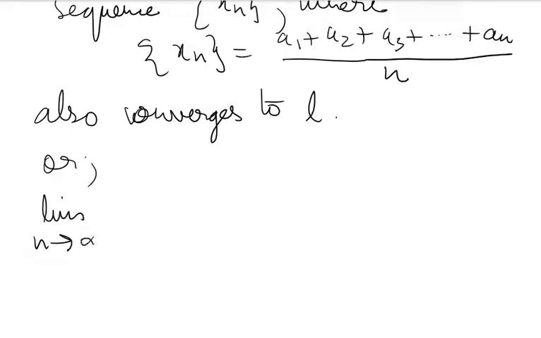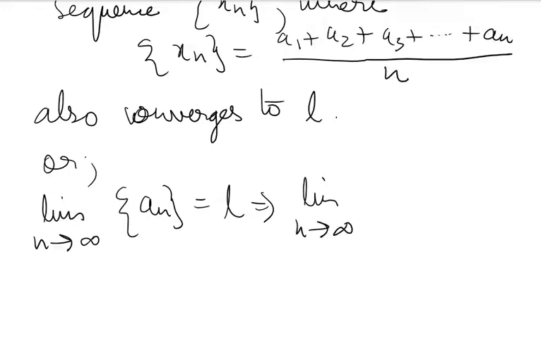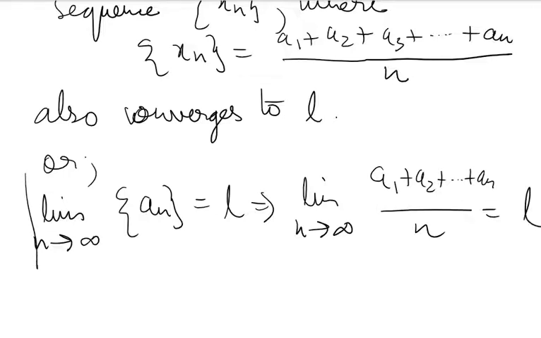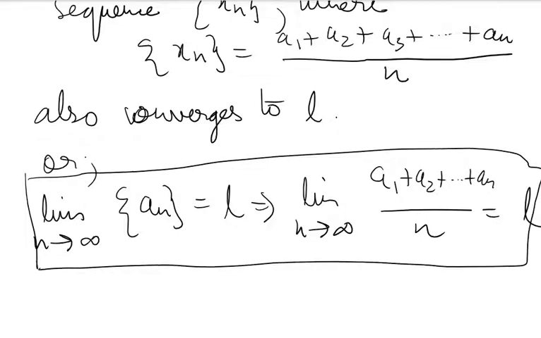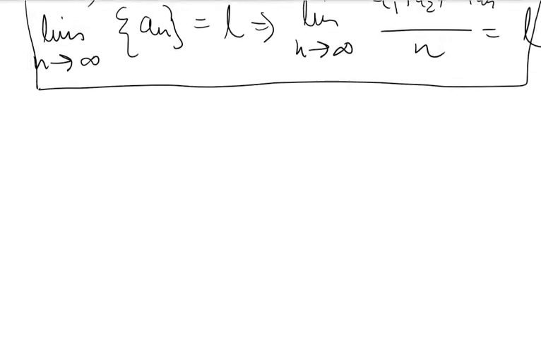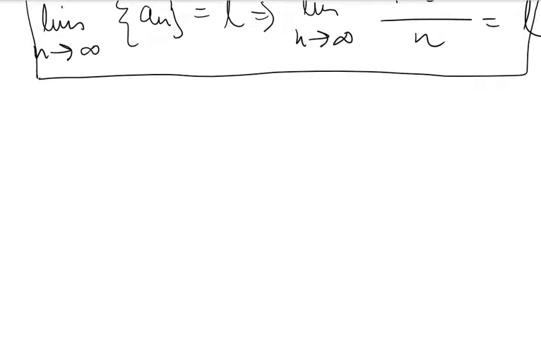Or you can write in short: limit n tends to infinity a_n is equal to L implies limit n tends to infinity of (a_1 plus a_2 plus dot dot dot right until a_n) divided by n is also equal to L. So you can write this in this way. This is Cauchy's first theorem on limits, and I got a perfect example for you to show you how it is happening. So please concentrate.